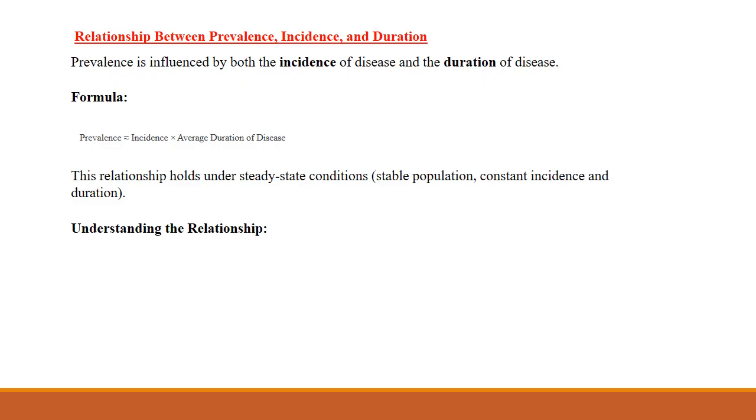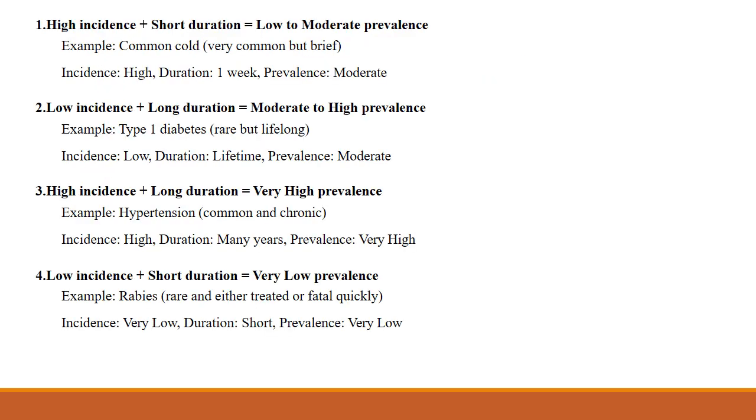We only hold this relationship under steady state conditions, like a stable population, constant incidence, and duration. Now we have the relationships: high incidence plus short duration equals low to moderate prevalence. Low incidence plus long duration equals moderate to high prevalence. High incidence plus long duration equals very high prevalence. Low incidence plus short duration is a very low prevalence. Now we will discuss their results.